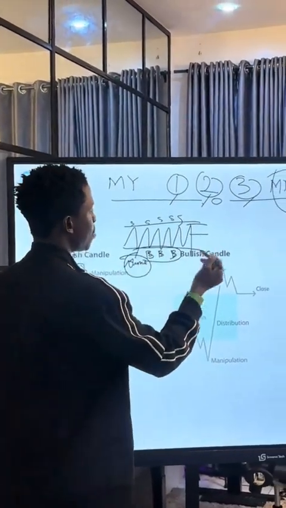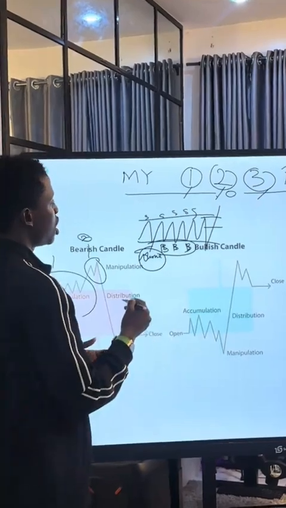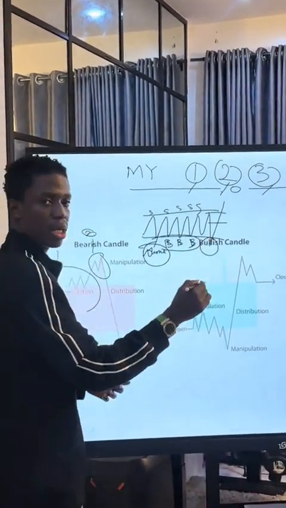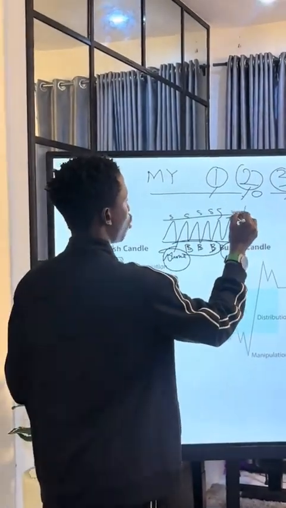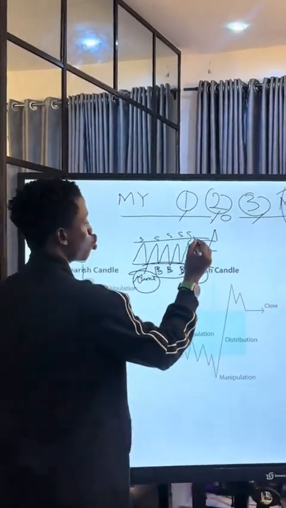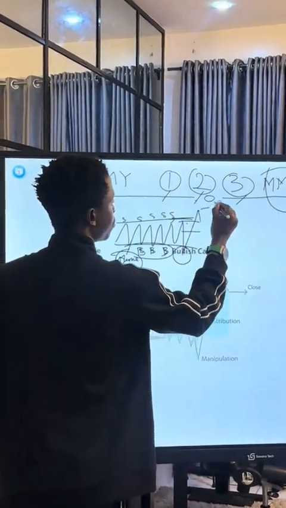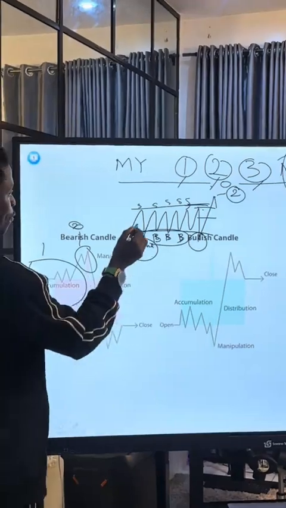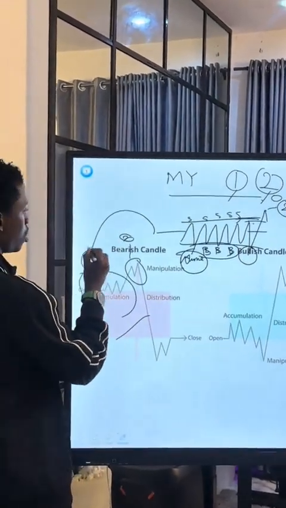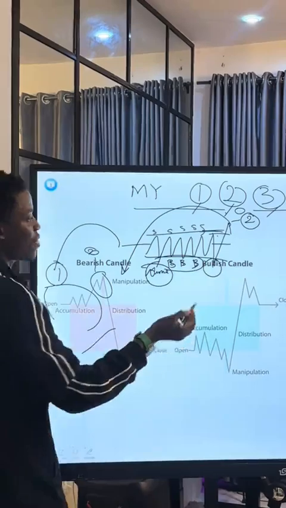So after doing that, the market will now what? Manipulate. After manipulation, the orders from where? From the buyers have been stopped out here. The orders from the sellers have also been stopped out here. Then buy stop traders are also triggered here. So that is the second phase. The first phase is this one, and the second phase is which one? Manipulation.